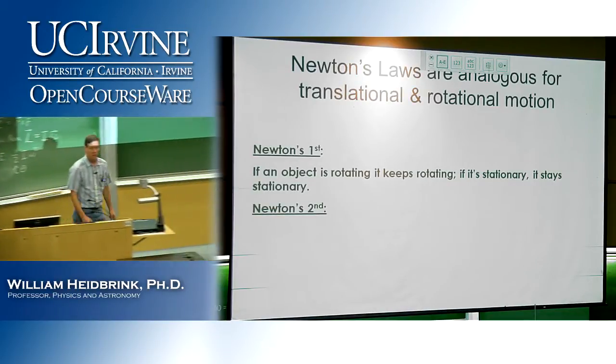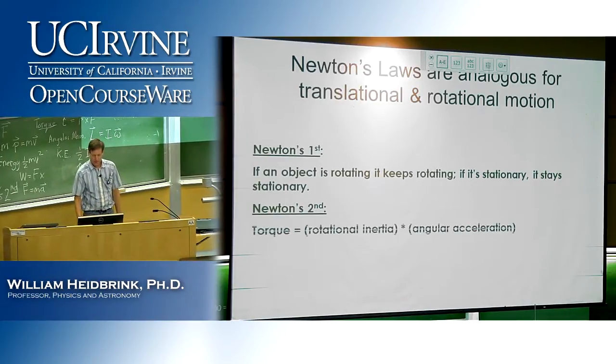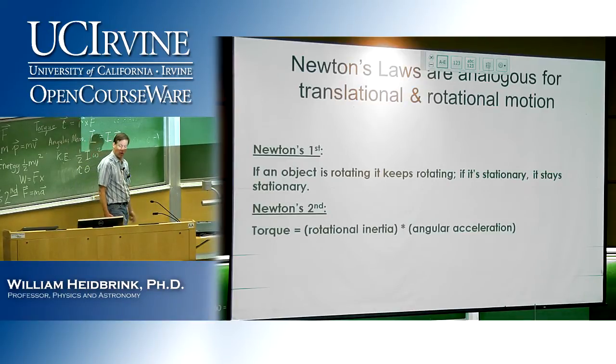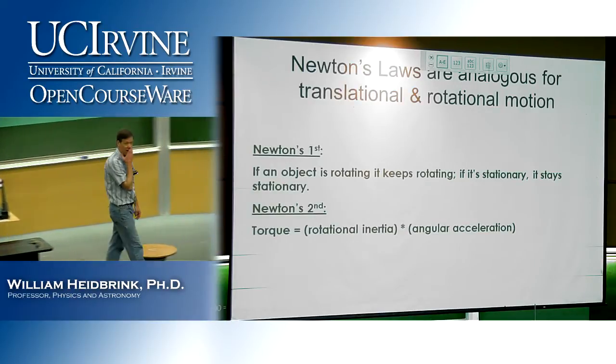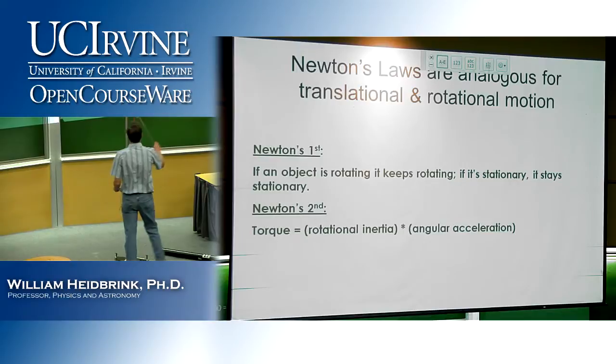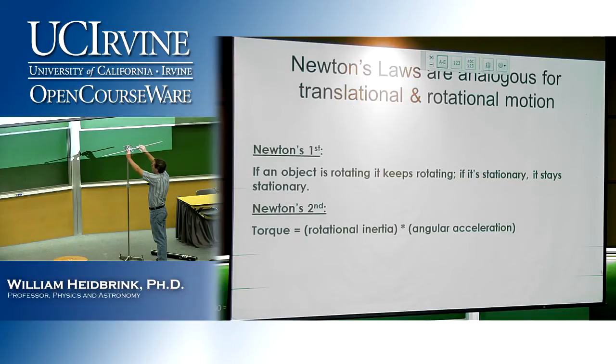Newton's second, we already talked about this one. Newton's second is F equals ma. The analog is torque is rotational inertia times angular acceleration. And I kind of already demonstrated this. I applied a constant torque before, and I changed the rotational inertia. So when the rotational inertia was small, then the angular acceleration was, you with me? For the same torque, if the rotational inertia is small, the angular acceleration is large, and vice versa.